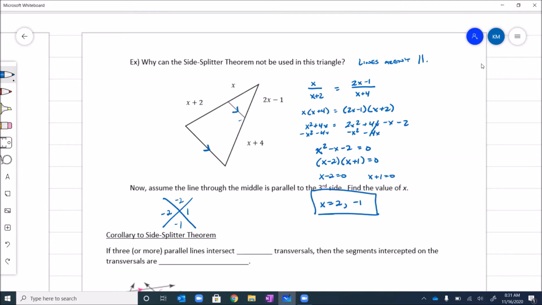Okay. So it says find the value of x. Well, I know that it cannot be -1, right? Because we can't have a length that's -1. So 2 is our answer.